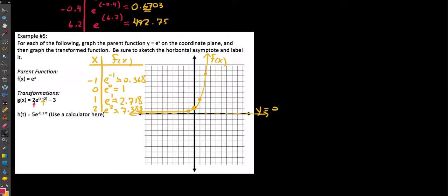Meaning that from this point (0, 1), I have to go left 2. And instead of being at a height of 1, now I'm at a height of double that. And then I have to take that and shift it down 3. I feel that that's really, really complex. So I'm going to give you some advice.